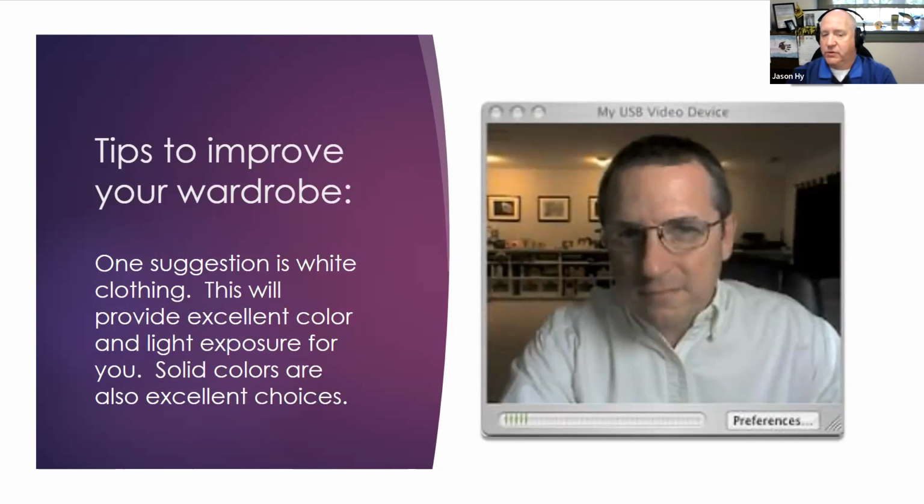Tips to improve your wardrobe. One suggestion is white. As you can see, especially in his chin area, the light is bouncing off his white shirt and it's illuminating the underside of his chin, so he doesn't have any shadows under there. But solids are also an excellent choice. Whites are fine as well.